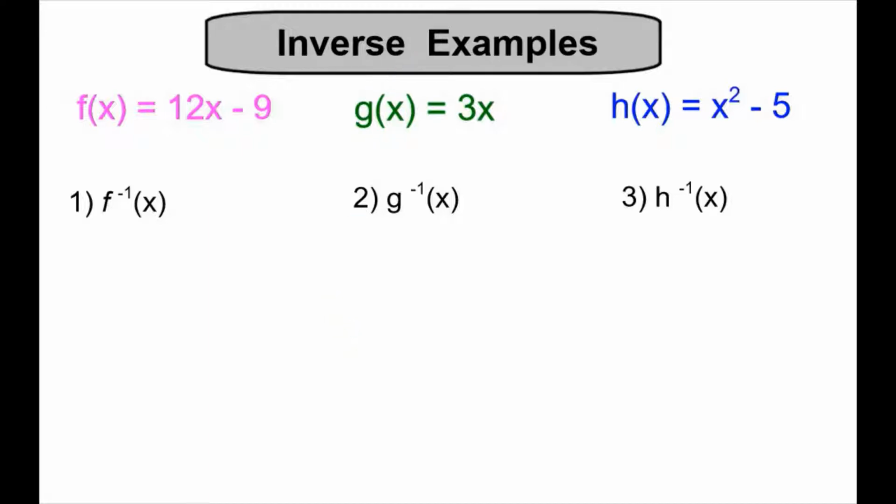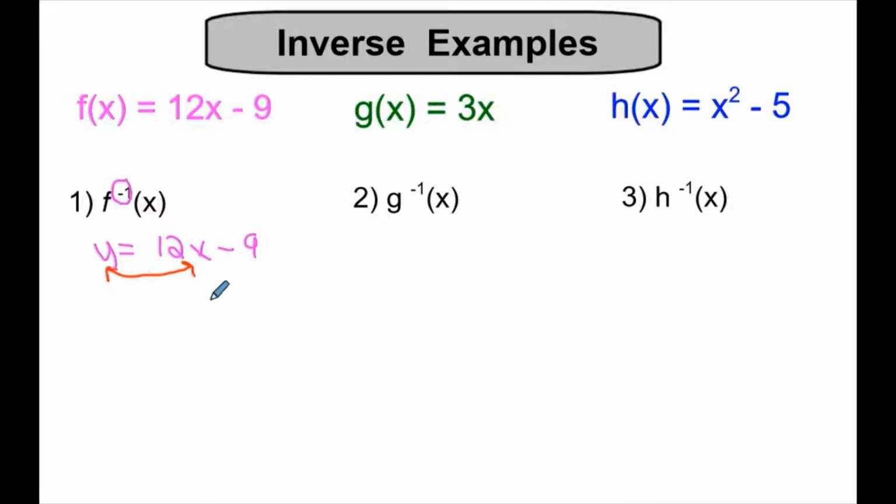So the way that works is, if I take a look at this notation again, this is not an exponent, right? This is simply the notation for inverse. It wants me to find the inverse of f. And what I do is I realize, for the sake of solving, that f is really y. So I write down y is equal to 12x minus 9, and I switch the variables x and y.